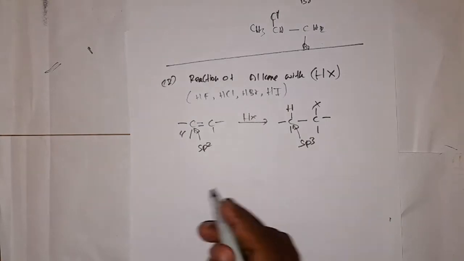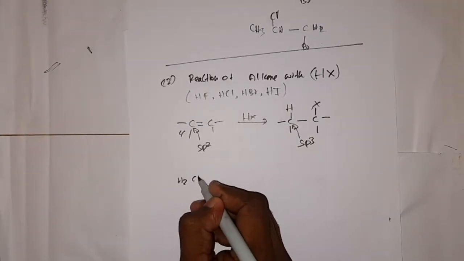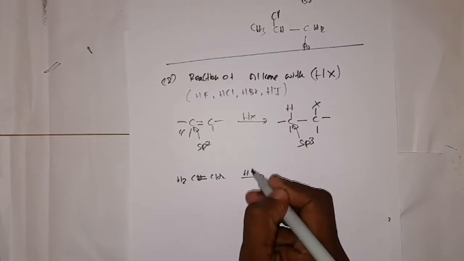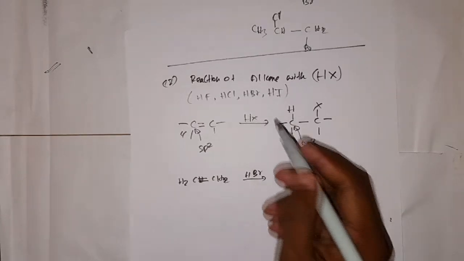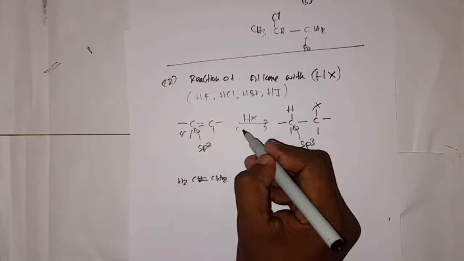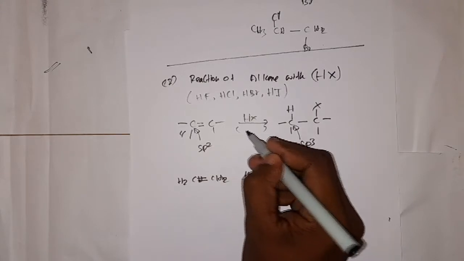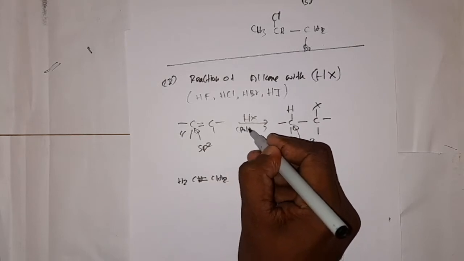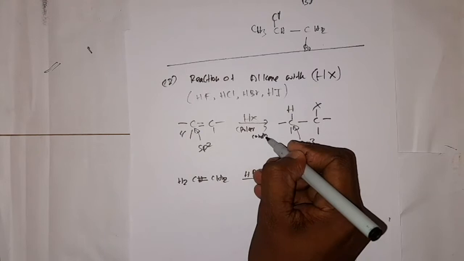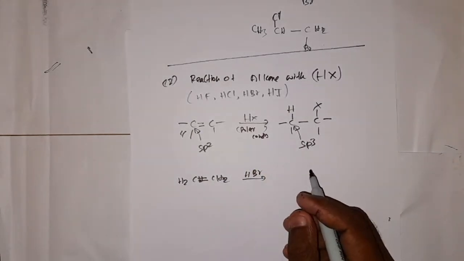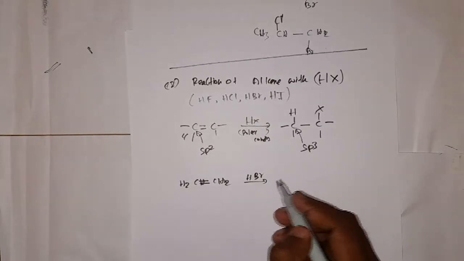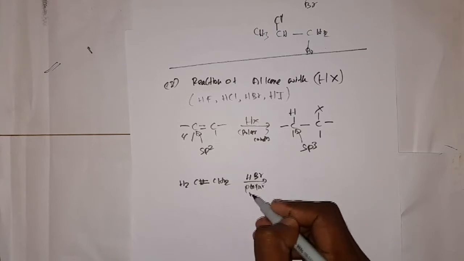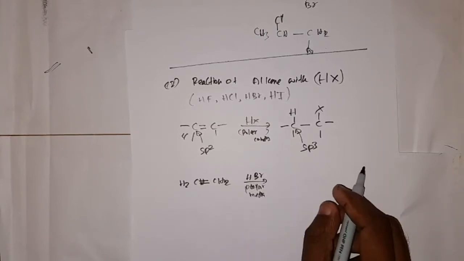Okay, so when we consider this one, for example CH2 double bond CH2, now think about we are going to add HBr. So when you add HX or HBr, you have to consider a polar medium or polar condition. They should have some polarization in this medium. Okay, HBr in polar media. Polar media means water or something.